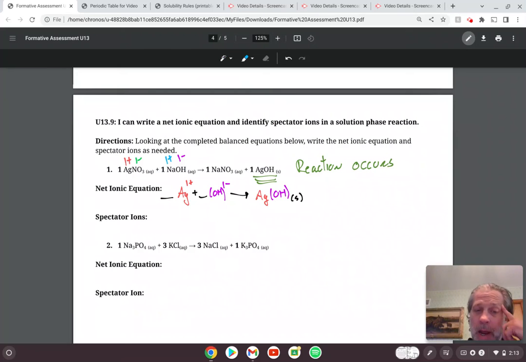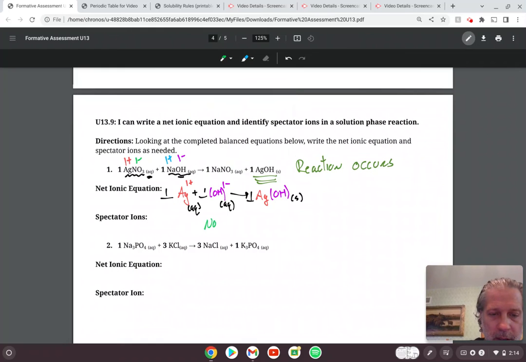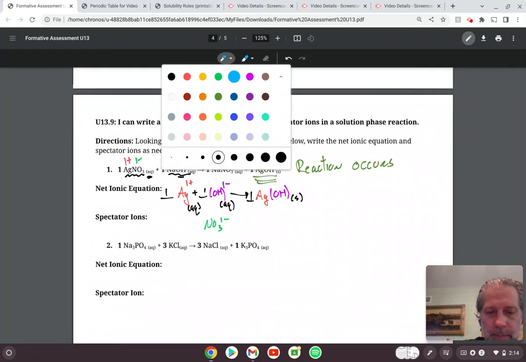The other thing that we have to keep in mind is, what is the state of matter? Since AgNO3 is aqueous, that tells us that as a reactant, Ag has to be aqueous as well. And NaOH is also aqueous, so the OH has to be aqueous as well. And in this case, it happens to be balanced the way that it is, 1, 1, 1. So we're okay there. Now, your spectator ions are the ions that don't form the reaction, or they're basically what's left over. So in this case, my spectator ions would be NO3 with a -1, and Na with a +1.